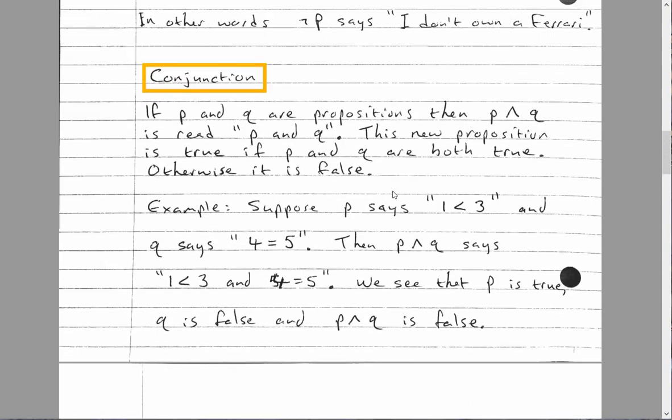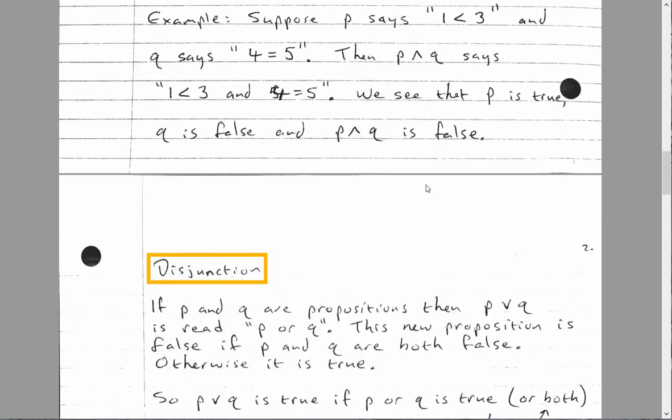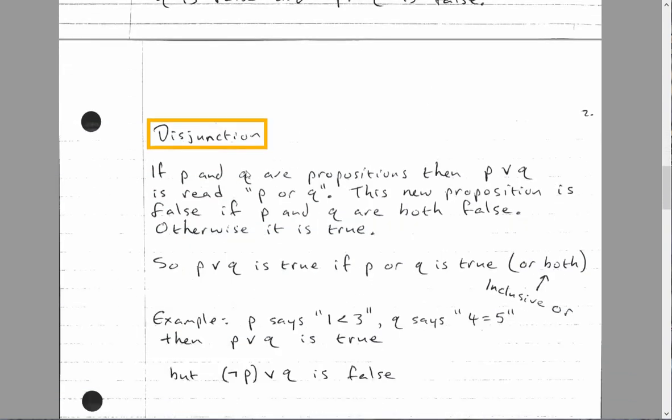So yeah, it's conjunction. Maybe it's a little bit like multiplication. Disjunction, the next operation, maybe a little bit like addition. So this looked more like a V. So for disjunction, this means P or Q.